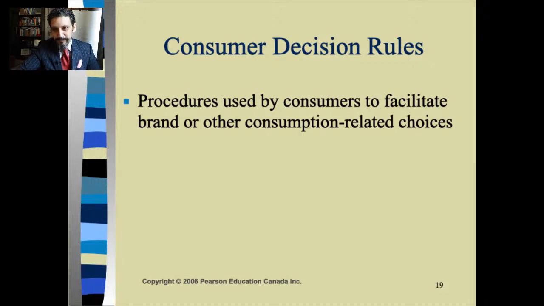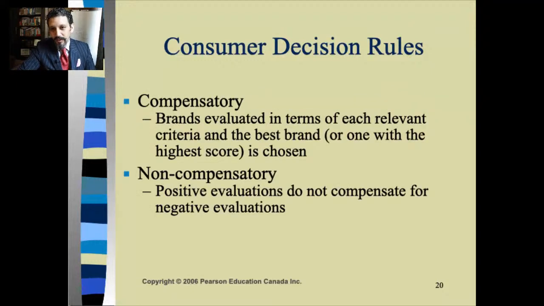Okay. The consumer decision rules, procedures used by consumers to facilitate brand or other consumption related choices. So, what are the procedures that consumers use to facilitate a brand or consumption related choices? And once again, this varies from one person to another. These could be compensatory: brands evaluated in terms of each relevant criterion, and the best brand, or the one with the highest score, is chosen. So you're very rational.